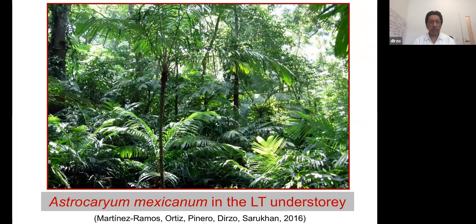of these species. Well, the species is present, as you can see here in the understory. By the way, the common name of this species locally is chocho. So the common name of the Astrocaryum is chocho. So you can see the chochos in the understory of this forest.